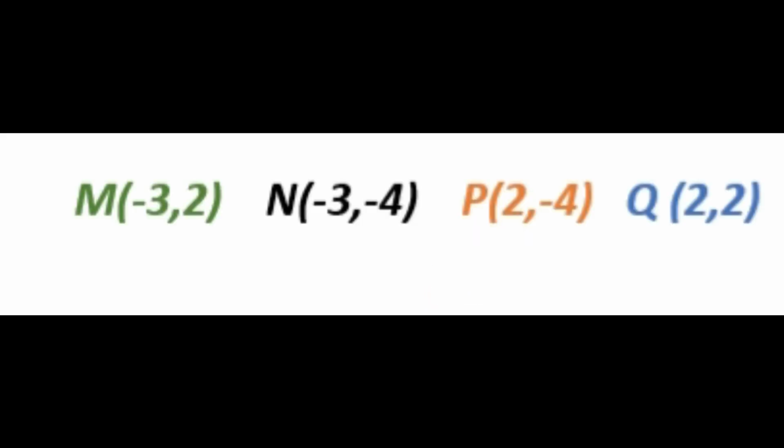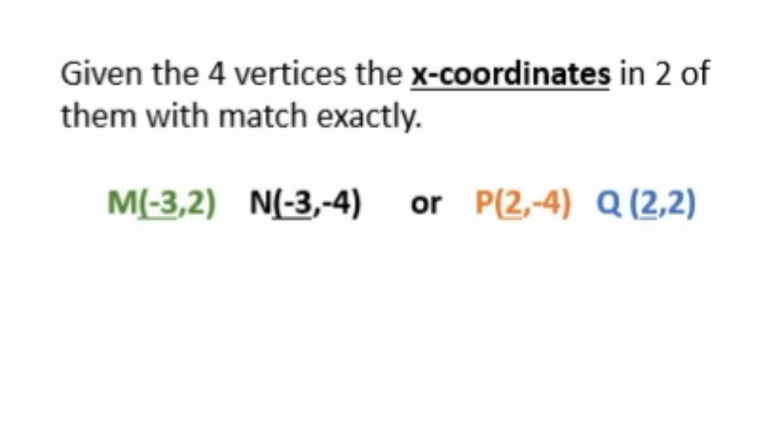So let's look at our vertices, the points. M is -3, 2. N is -3, -4. P is 2, -4. And Q is 2, 2. So given the 4 vertices, like we said, the x coordinates in 2 of them will match exactly. Here you can see the underline in M and N, our x coordinates are both -3, or we could use P and Q because our x coordinates are 2.